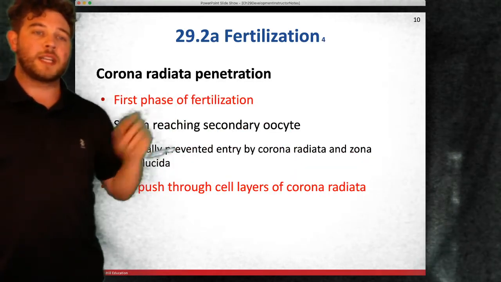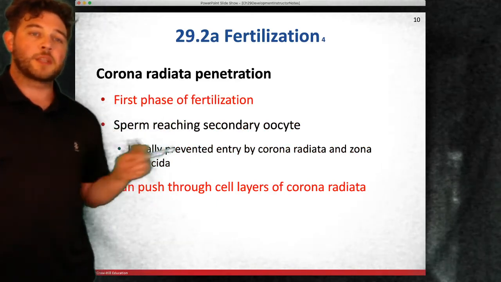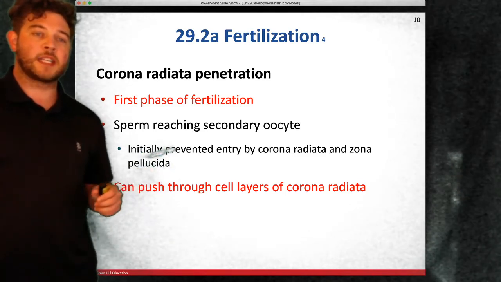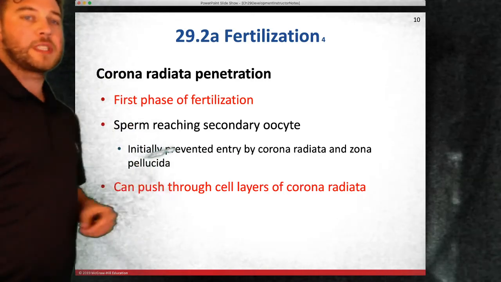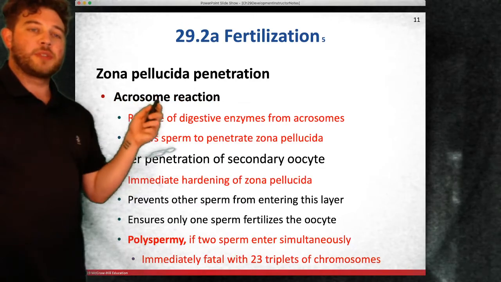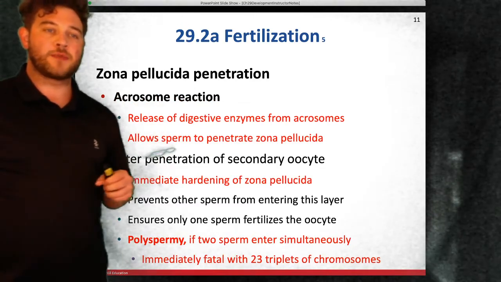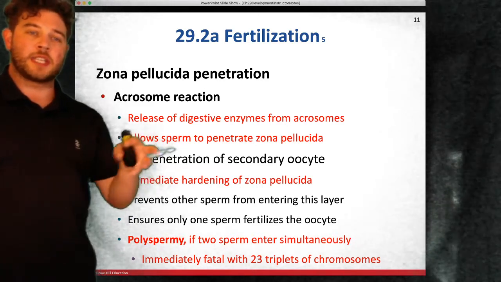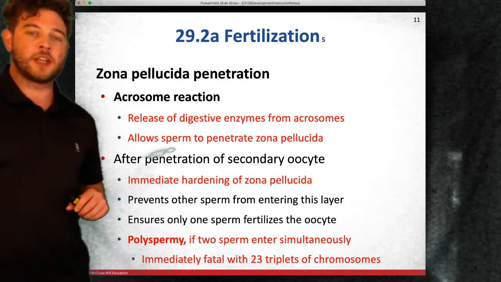So corona radiata penetration is the first phase of fertilization. There are 3. The sperm reaches the secondary oocyte, initially prevented entry by the corona radiata and zona pellucida, so you have this wall that starts there. It can push through the cell layers of the corona radiata. And then when you get to the zona pellucida, you have the acrosome reaction. You release digestive enzymes from the acrosomes on the sperm, which allows them to penetrate. They'll start to digest the zona pellucida and allow for penetration of the secondary oocyte.